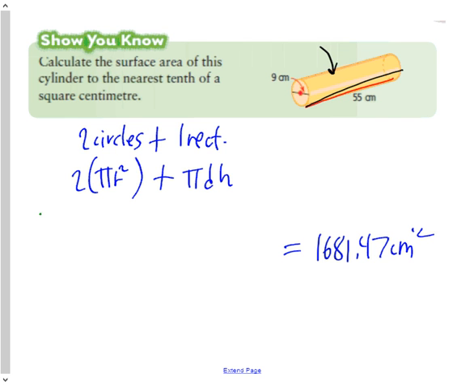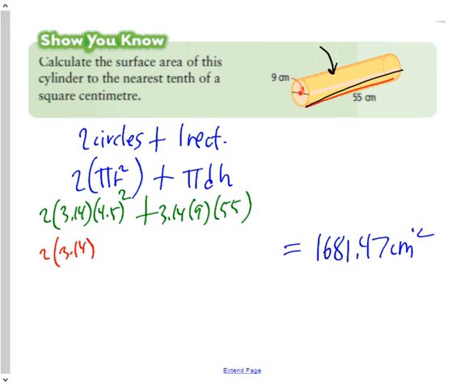Substitute what you know. So 2 multiplied by 3.14 multiplied by 4.5 squared plus 3.14 multiplied by 9 multiplied by 55. Now all you have is a simple BEDMAS question. Before you do multiplication, do your exponents. 2 multiplied by 3.14 multiplied by 20.25. That's what 4.5 squared is. Plus 3.14 times 9 times 55. I now simply have multiplication and addition left. I'll do my multiplication first.